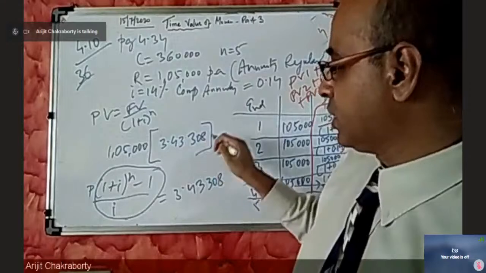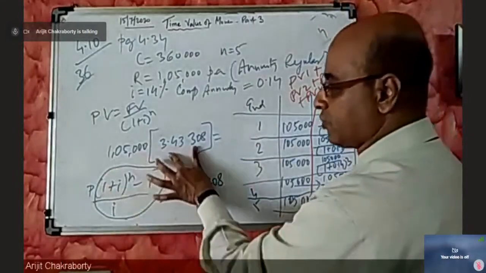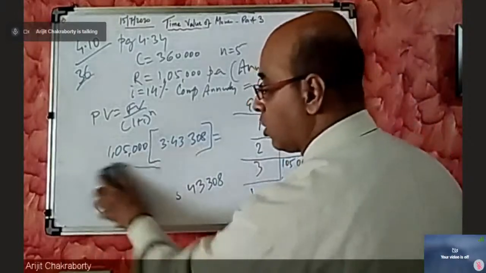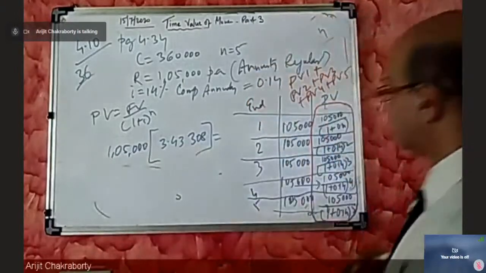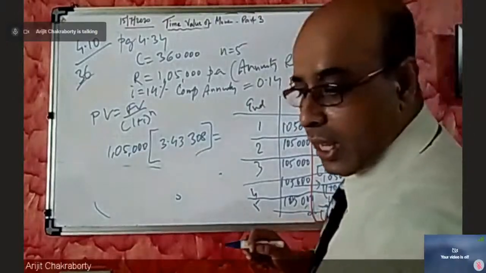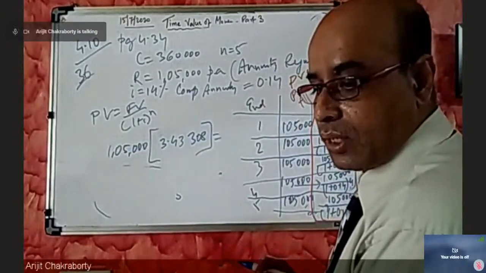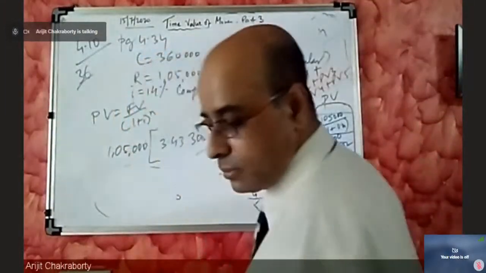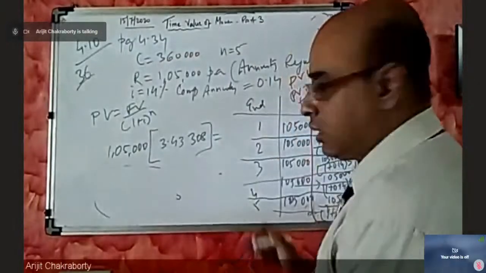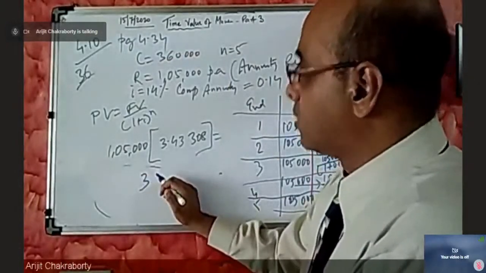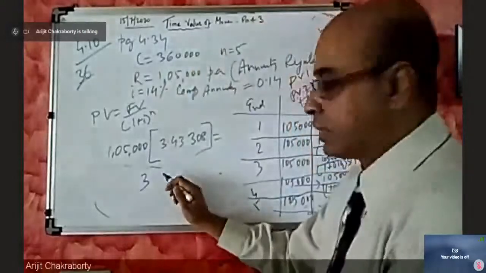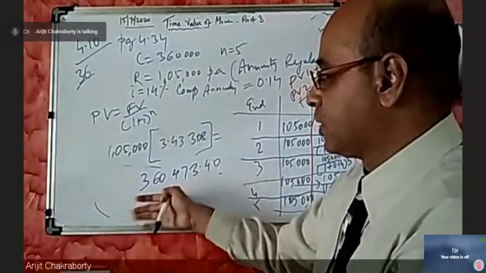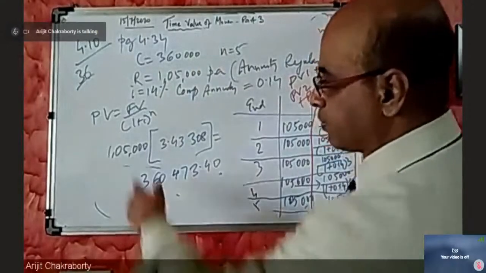So this 1,05,000 into 3.43308 gives you what? Gives you the present value of the lease payments. And this is coming to 3,60,473.40. Okay. So if you multiply this.